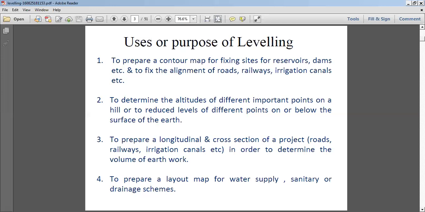Last one is to prepare a layout map for water supply, sanitary and drainage schemes. If we have a topographical map or plan, then we can understand where there is a requirement of water supply, sanitary and drainage schemes. Accordingly, we can prepare a layout map which shows all the points related to water supply and sanitary services.